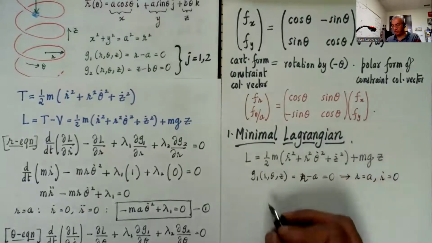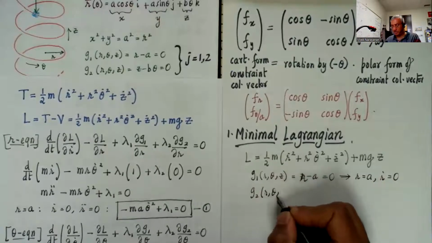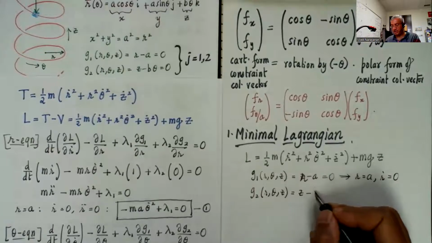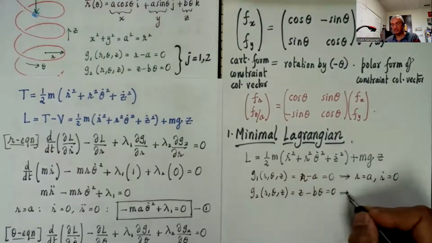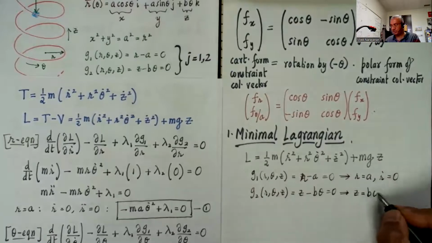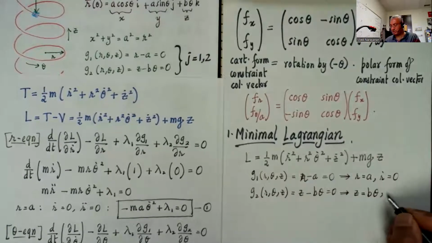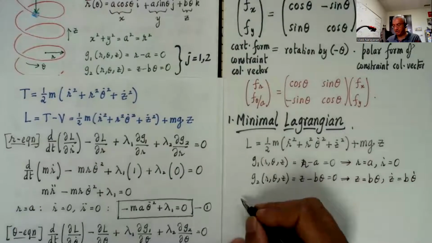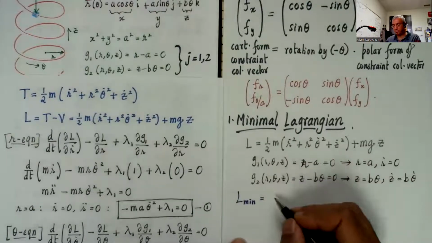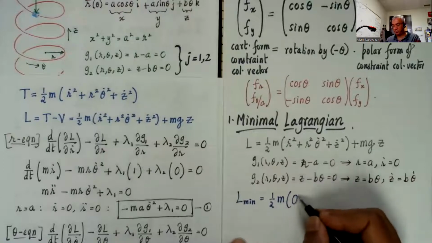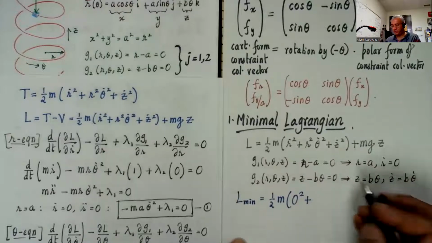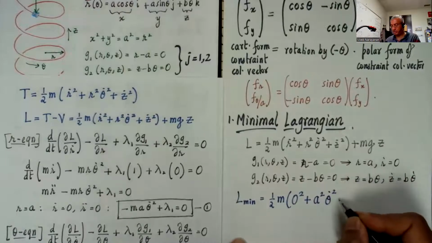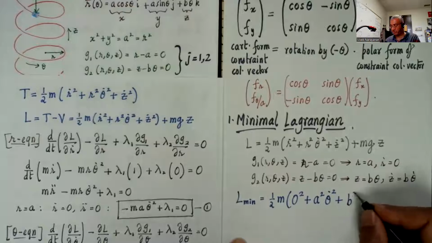So I'm incorporating the constraints right away. G2 of r, theta, z tells me that z minus b theta must be equal to 0, which tells me that z is equal to b theta. And that also tells me that z dot equals b theta dot. Now I'm going to put these into the Lagrangian and make it the so-called minimal Lagrangian. So L min is equal to 1/2 m. R dot is 0, so that's 0 squared. And r is a, so that's a squared theta dot squared. And z dot is b theta dot, so b squared theta dot squared.